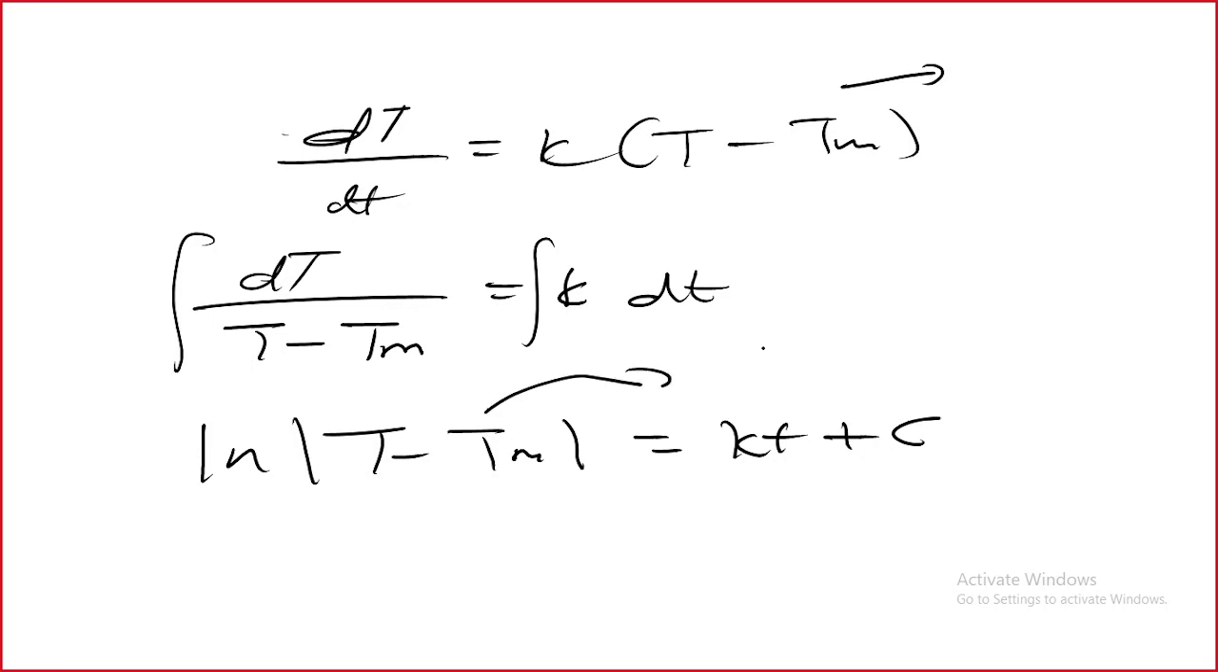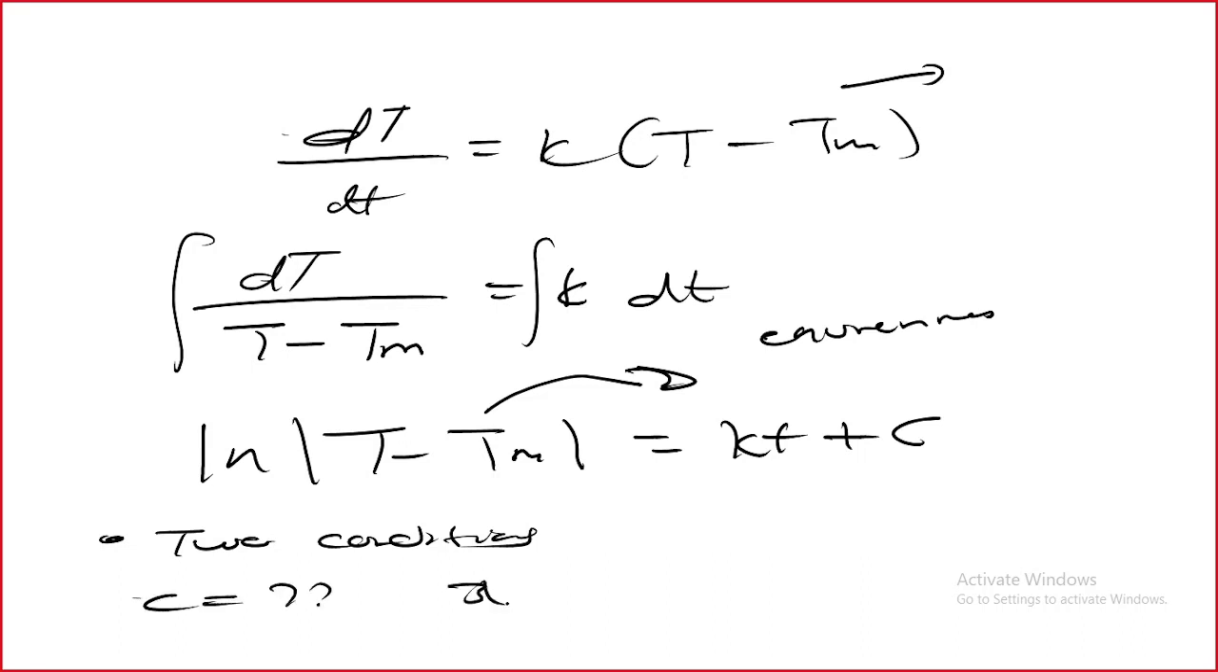Tm will be given because it's the temperature of the environment or of the surrounding. The two conditions will help you get the value of c and the value of k, and then you will be good to go.